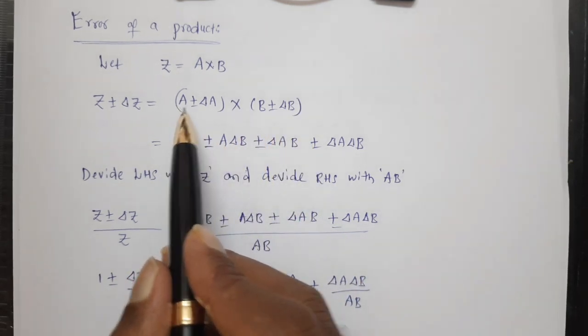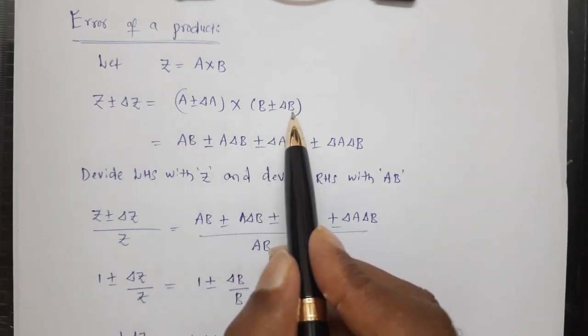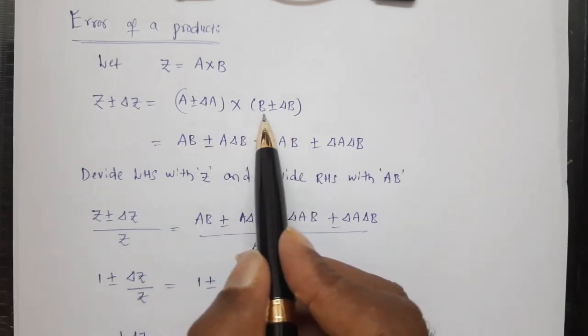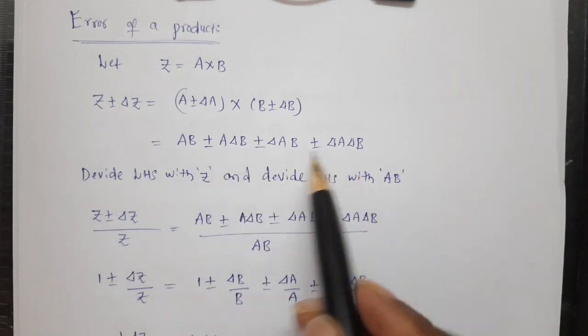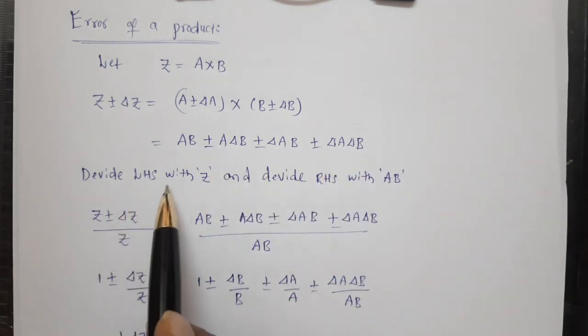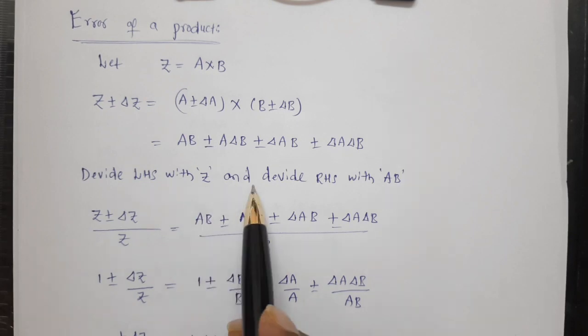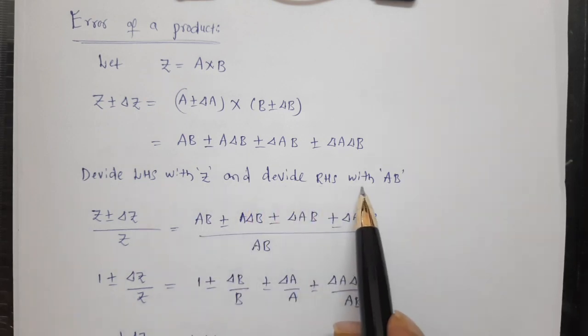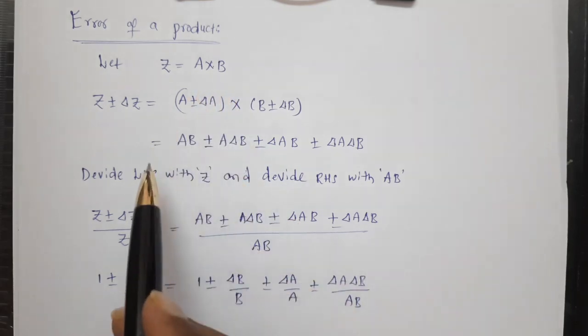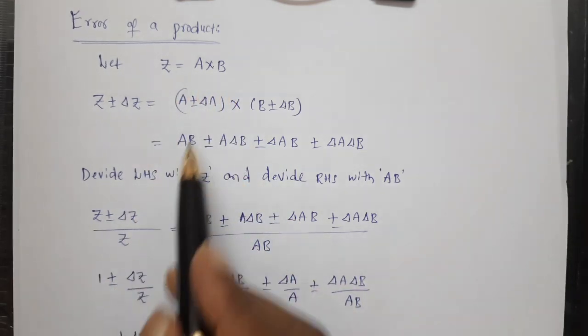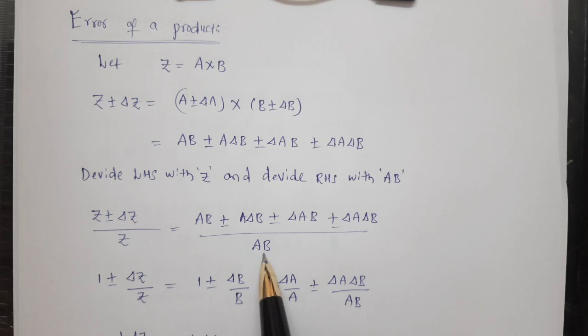So first multiply A into this quantity, then delta A into this quantity, and delta A into delta B. So we will get like this. Now here divide the left hand side by Z and divide the right hand side by AB, because Z equal to A into B, right? So the value doesn't change because Z equal to AB.